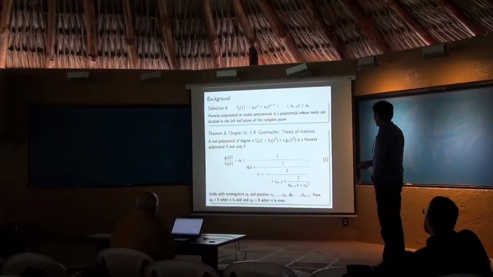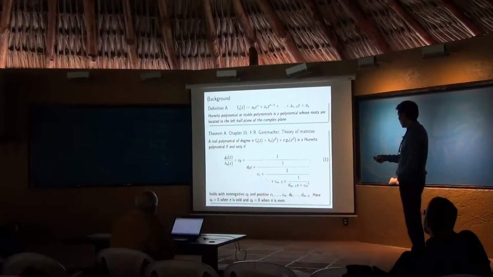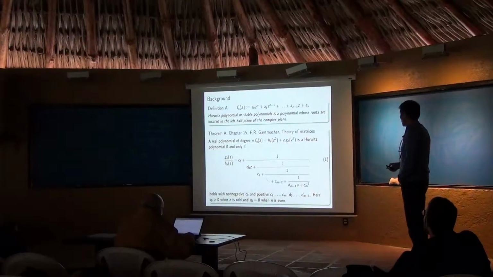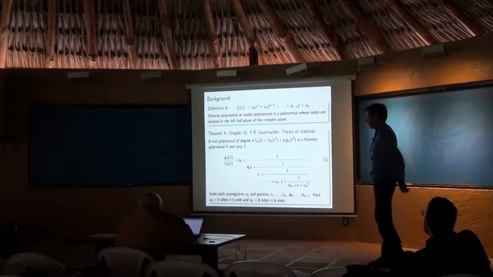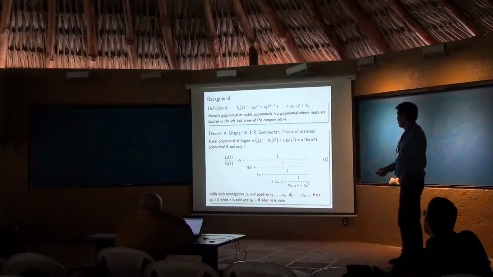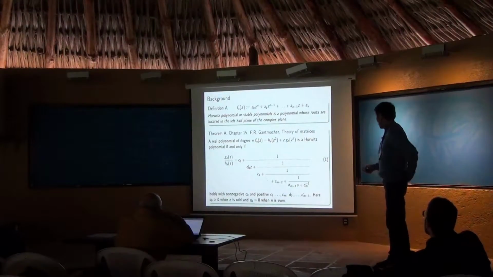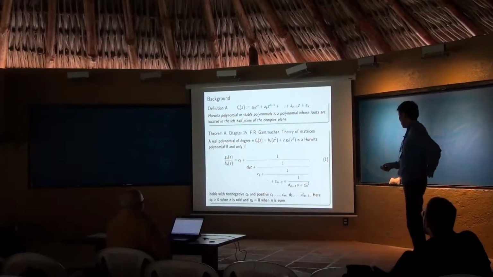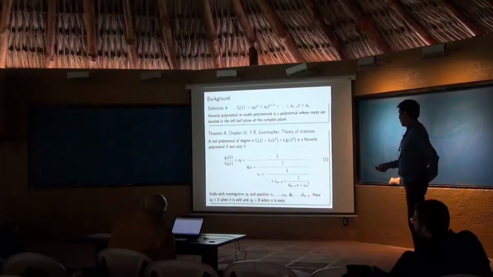There is a definition: given, let's say for the moment, a scalar polynomial, all the coefficients are real, such a polynomial is called Hurwitz or stable if the roots of this polynomial are all in the left-hand side of the complex plane. One theorem in Gantmacher's book, Theory of Matrices, says that a polynomial of degree n is Hurwitz if and only if such a relation holds.